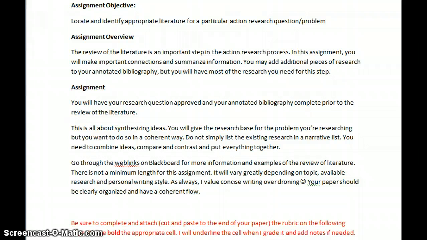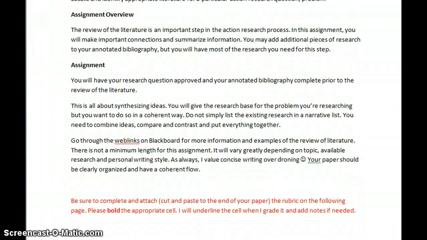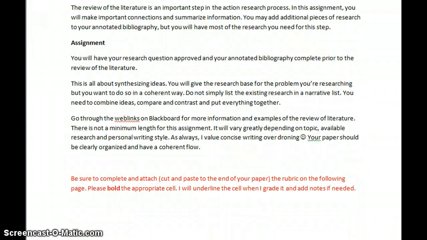It's really important that you understand that when you're doing this review of the literature, it's not about giving a longer description of each study. When you did the annotated bibliography, you're basically giving me a short summary of every study, all your sources. But now you need to take that a step further. I want you to make connections. I want you to synthesize things.